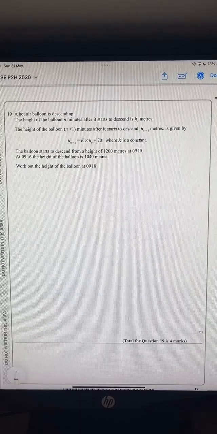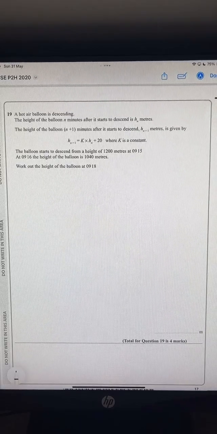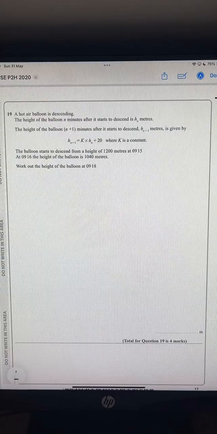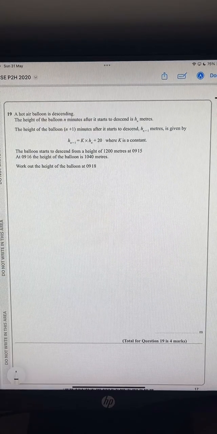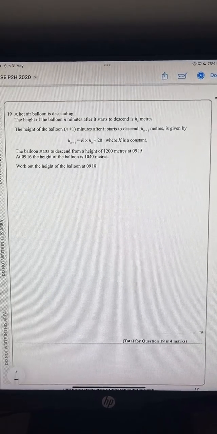Question 19. I think a question like this did come up in your paper 1. Correct me if I'm wrong. Similar to this. But I'm going to go through it anyway. I might just go through it a bit faster, just in case, because this is at Excel.